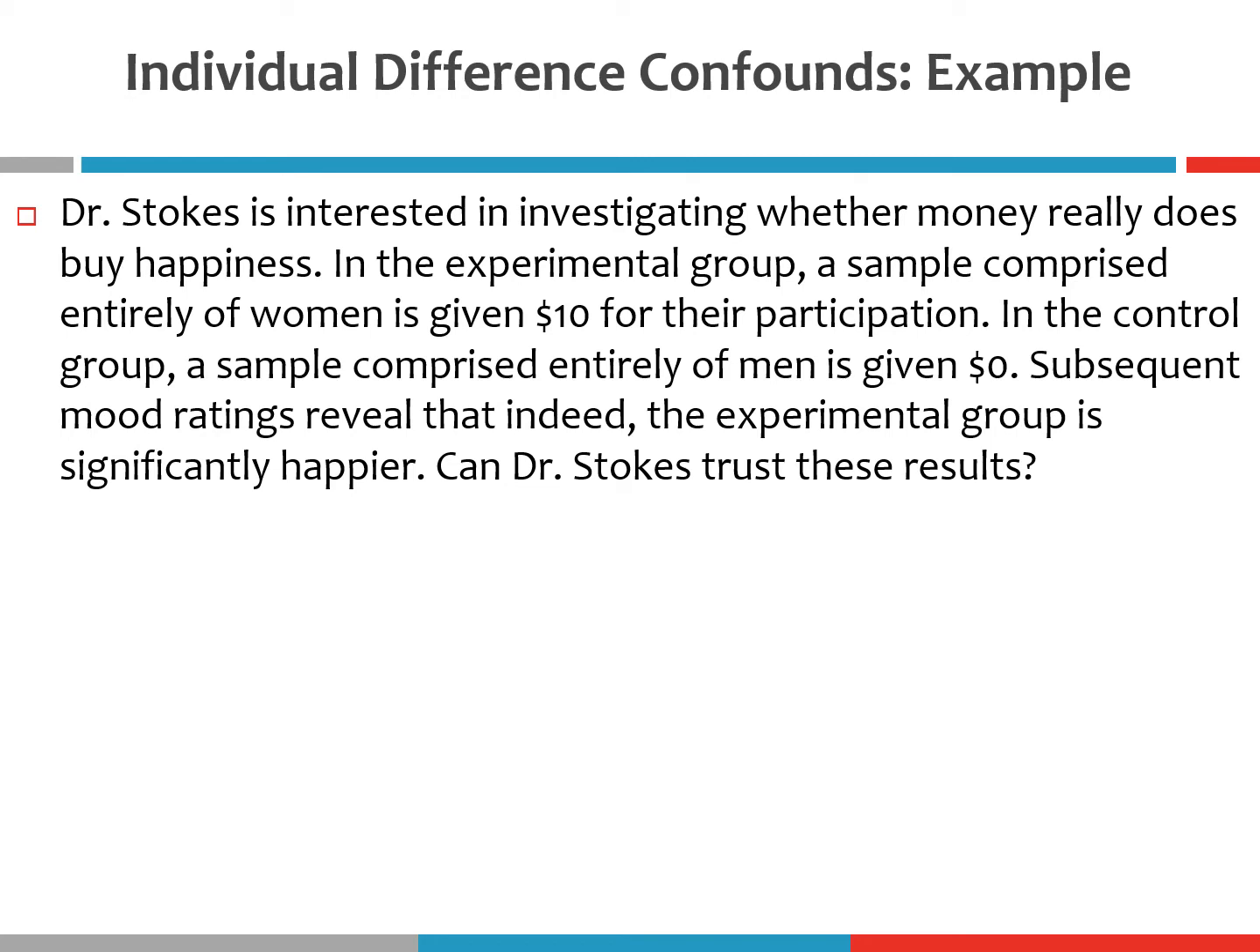All right, so let's look at some examples of individual difference confounds. Dr. Stokes is interested in investigating whether money really does buy happiness. In the experimental group, a sample comprised entirely of women is given $10 for their participation. In the control group, a sample comprised entirely of men is given $0. Subsequent mood ratings reveal that indeed the experimental group is significantly happier. Can Dr. Stokes trust these results?